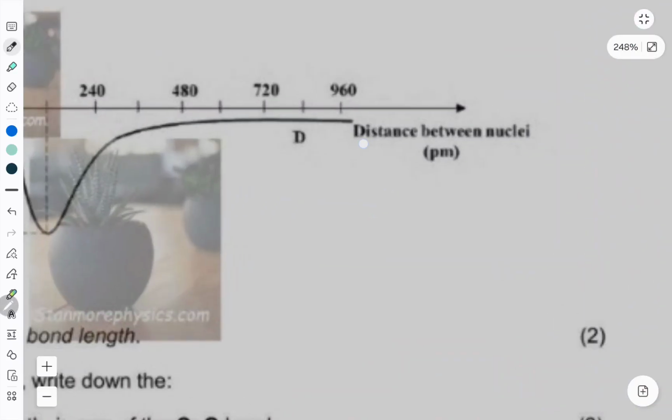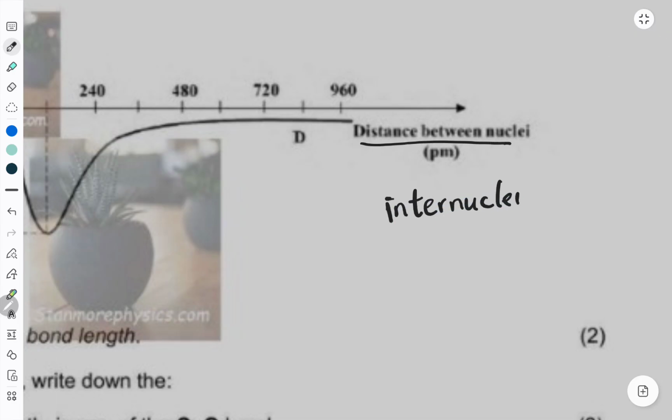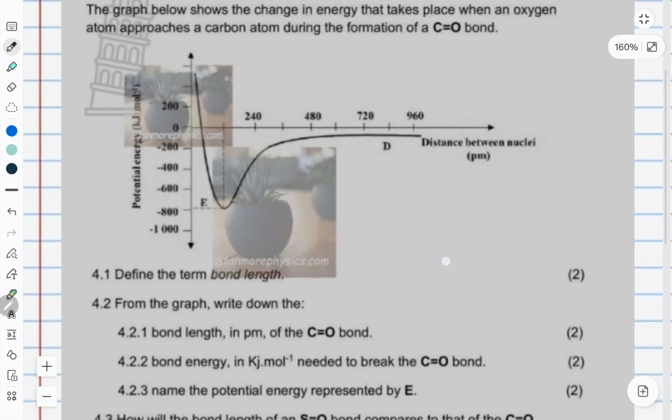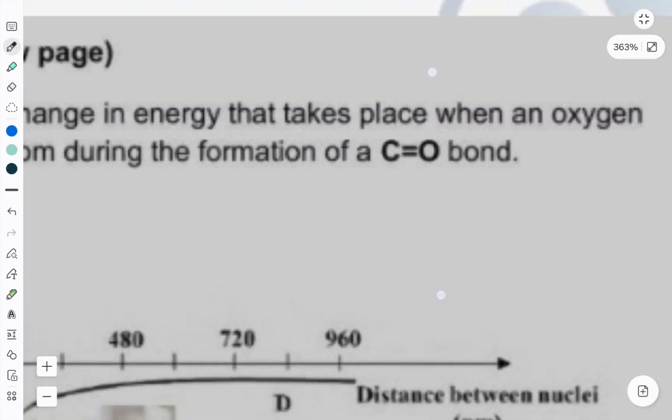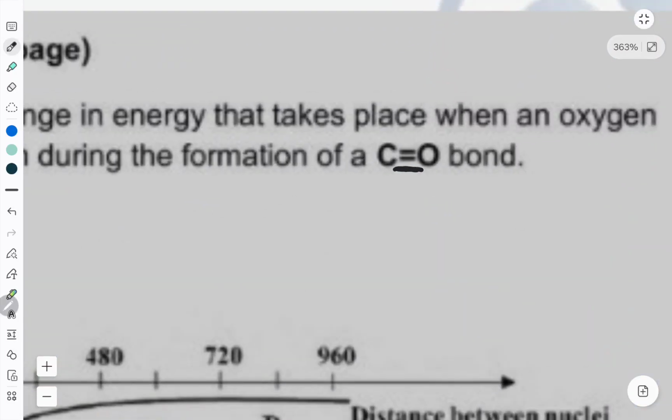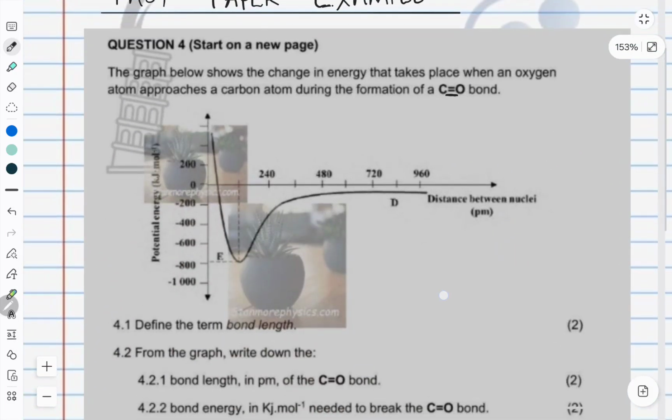In this case, they just said distance between nuclei, and we called it the internuclear distance, right? So it's the same thing. And it shows the energy change that takes place when an oxygen atom approaches a carbon atom during the formation of a carbon-oxygen bond, okay? Carbon to oxygen bond. So if you check here, this is a double bond. The bond order there is a double bond.